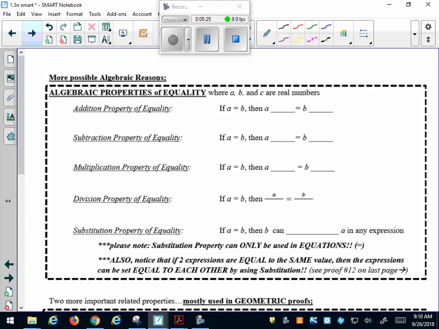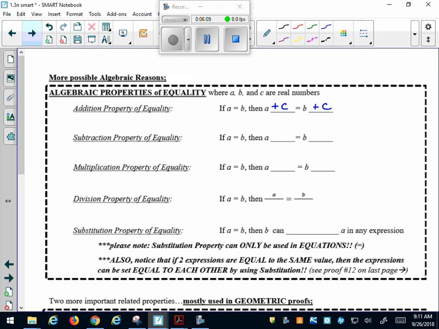All right, so if you turn the page, we have this chart that shows you all of the other possible algebraic reasons in a proof. Most of them are properties of equality. That just means that it keeps the equation equal. So when you add to both sides, like 18 like we did, it's still equal because we did it to both sides. So it's a property of equality. The addition property of equality says you can add the same thing to both sides of an equation and it maintains the equal value of the equation.